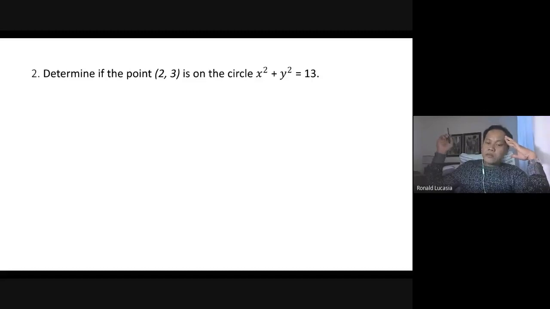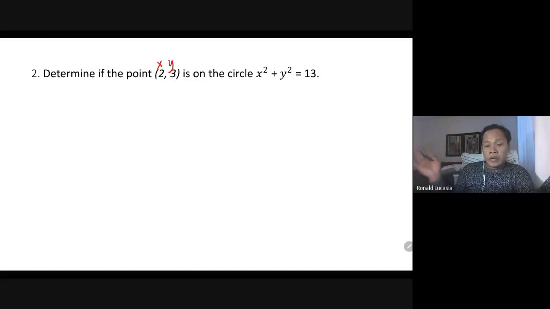So let's try now when the center of the circle is no longer at the origin of the Cartesian plane. What's the equation of the circle in standard form when the center is at (2, 3), in the first quadrant? Determine if the point (2, 3) is on the circle x squared plus y squared is equal to 13. The question asks us to verify if (2, 3) is a solution to the given circle x squared plus y squared. This is the x coordinate and this is the y coordinate.